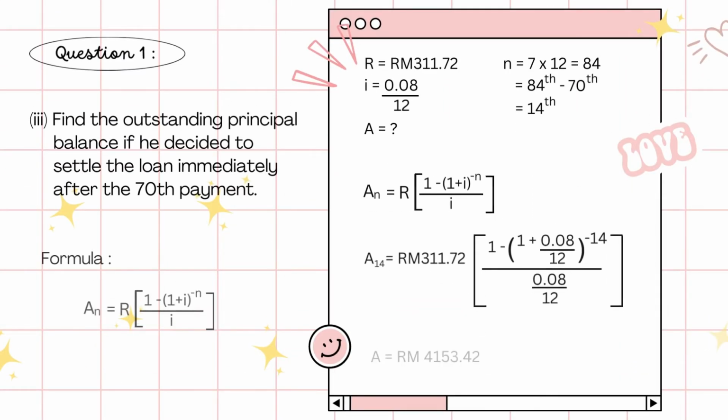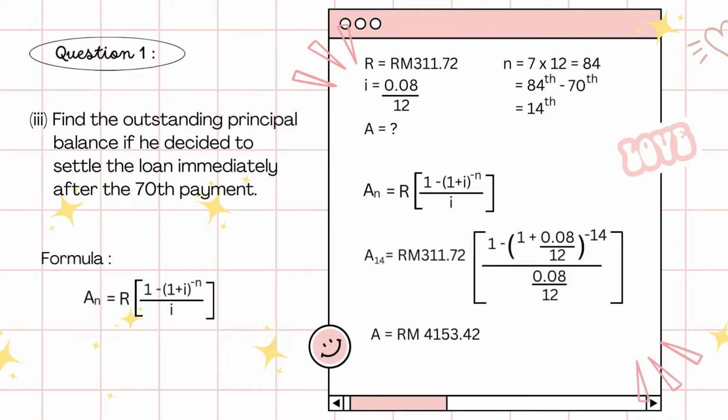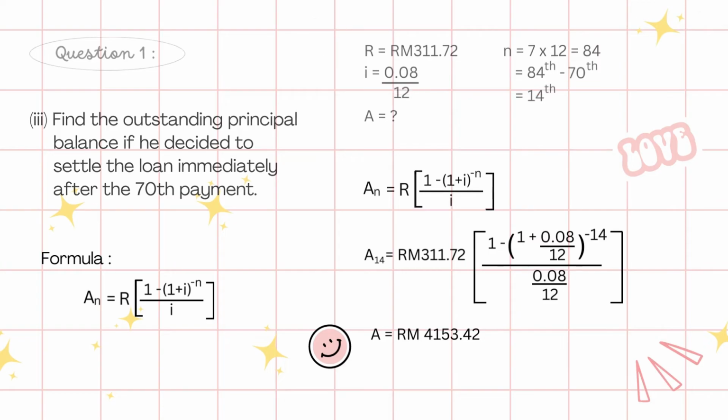For the last question, we have to find the outstanding balance, so we have to use the present value formula. N is 84 minus 70, you will get 14. So the answer is 4,153 ringgit and 42 cents. That's the end of my question.